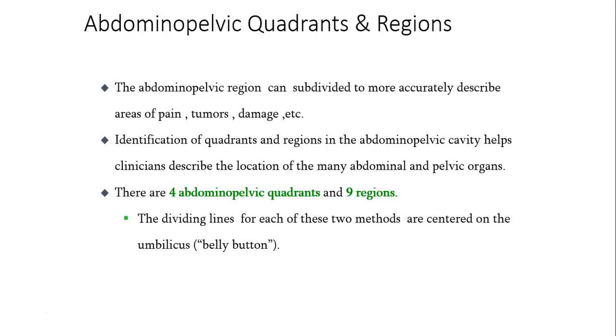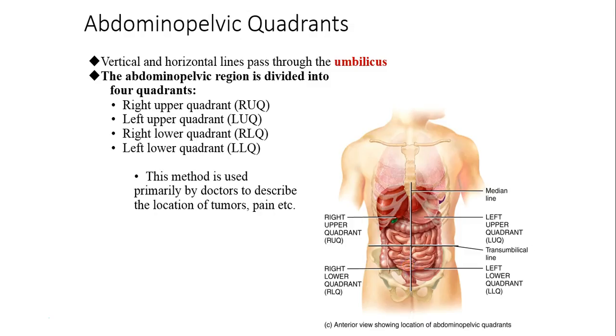So we have 2 methods of dividing up the abdominopelvic region. One divides that region up into 4 quadrants. The other method divides that same area into 9 different regions. And both of these methods are centered on the belly button, or the umbilicus.